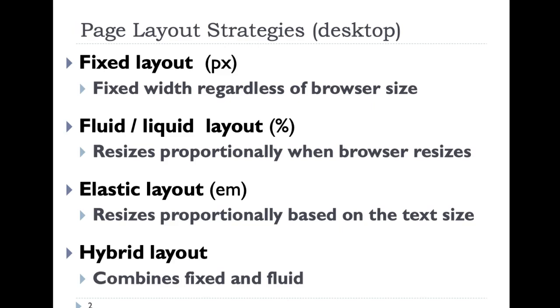Now, a hybrid is going to be a combination of fixed and fluid, and most students in this course end up doing fixed widths, fixed metrics with pixels first, and then once it comes time to add mobile to it, that's when they will combine fixed and fluid.